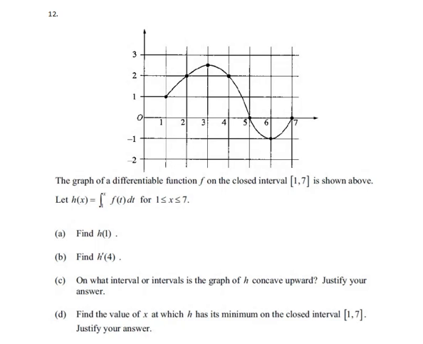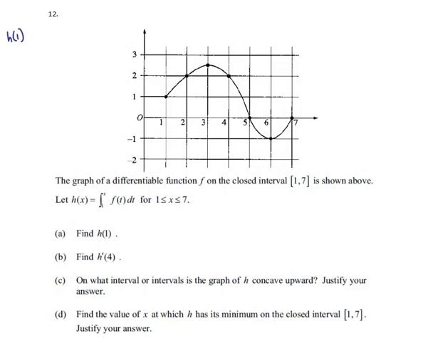In problem number 12, we have a graph of a differentiable function f on a closed interval from 1 to 7, shown in the picture there. And h of x is the integral defined function from 1 to x of f of t dt on the interval from 1 to 7, x is greater than or equal to 1, less than or equal to 7. And the first thing that we want to do is find out what h of 1 is.